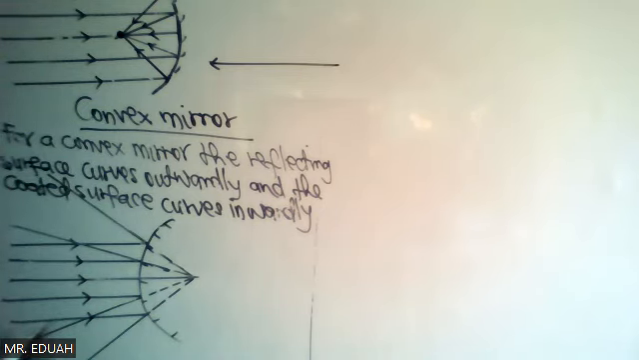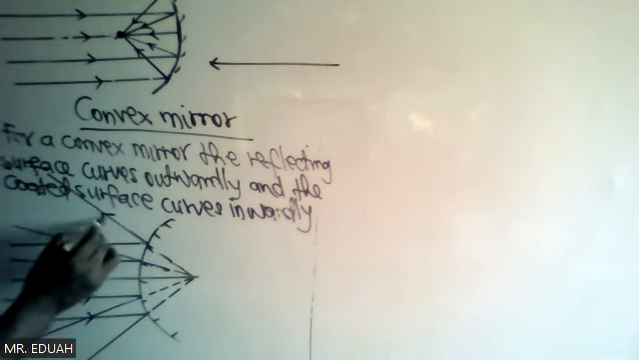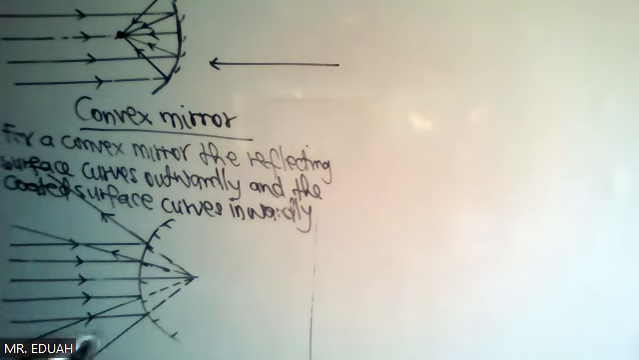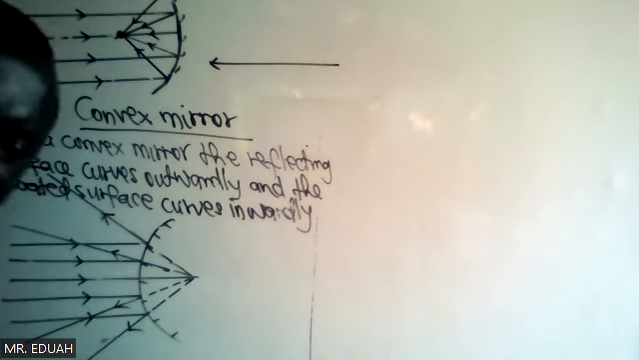So this is what is happening. The mirror reflects the incident light. These are the reflected rays. But you realize that over here, the reflected rays are becoming so dispersed, diverged. As they move, their path becomes widened. And so this is the fact that reflected rays are diverged. That is the reason.